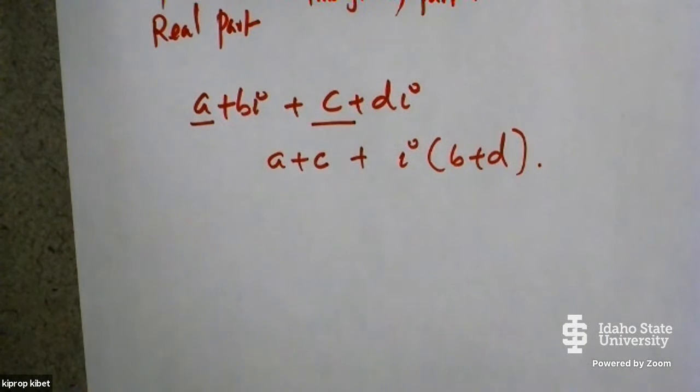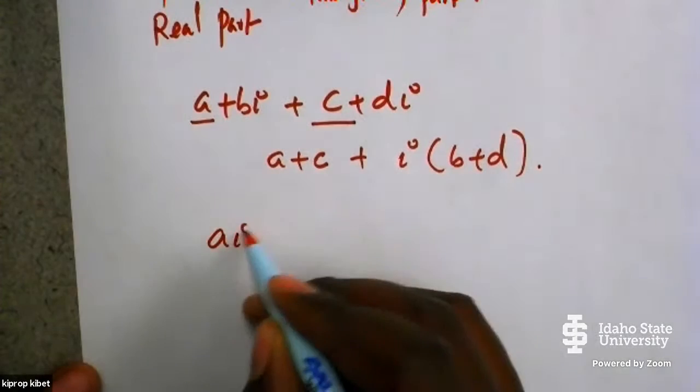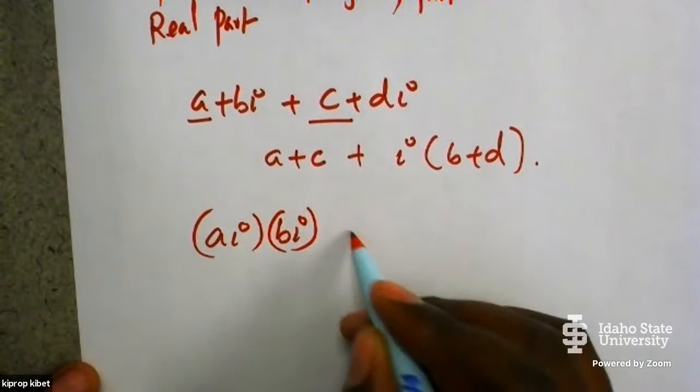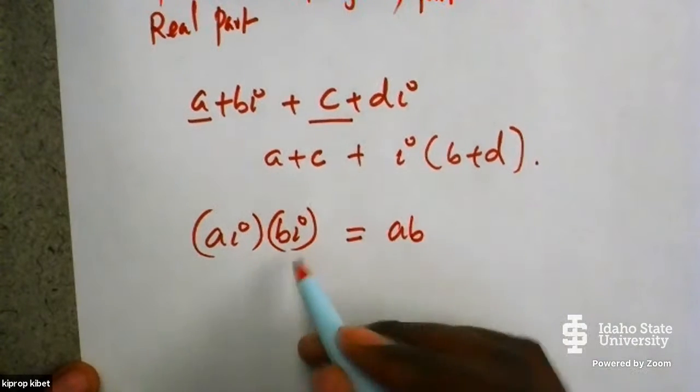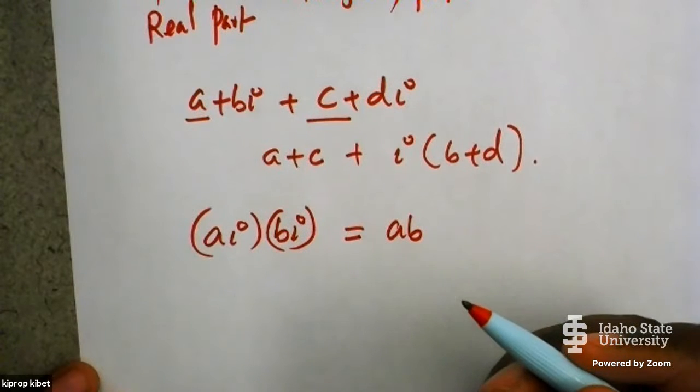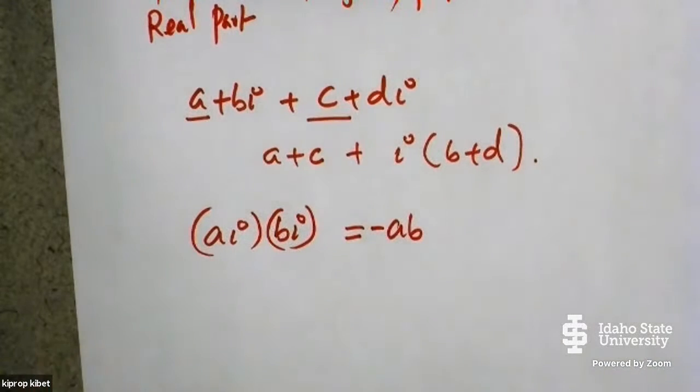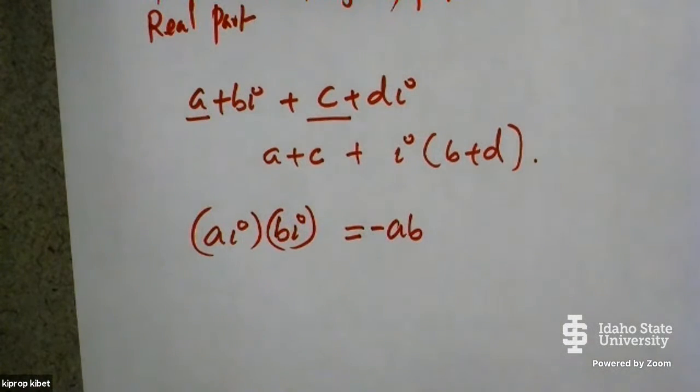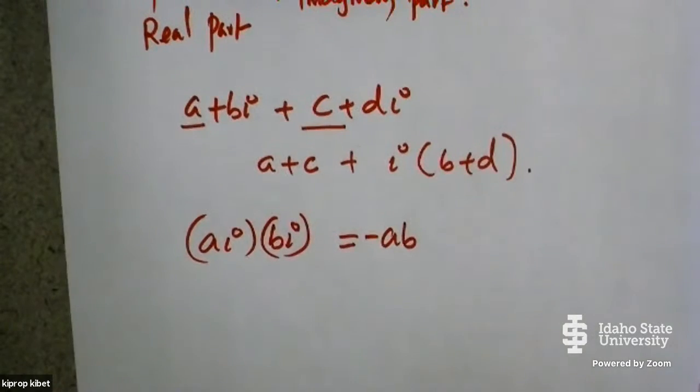When you're multiplying, what do you get from i and i? Let's say you're multiplying ai by bi, you get ab, and i times i is i squared, which is negative one. So it will be negative ab. You don't have to know this, but you can. All right, so let me not confuse you more.